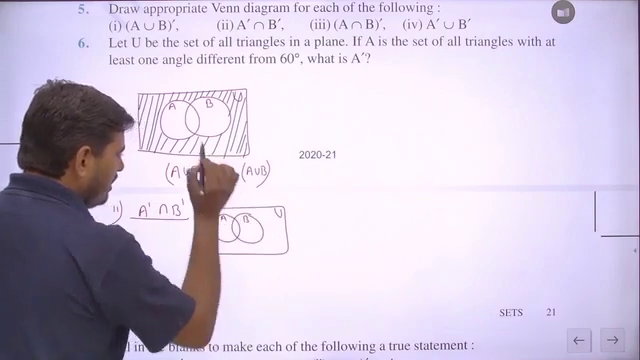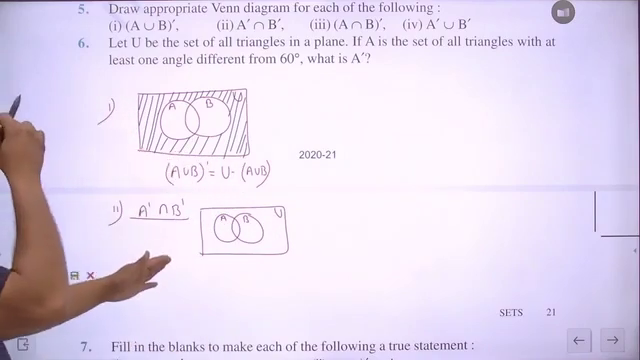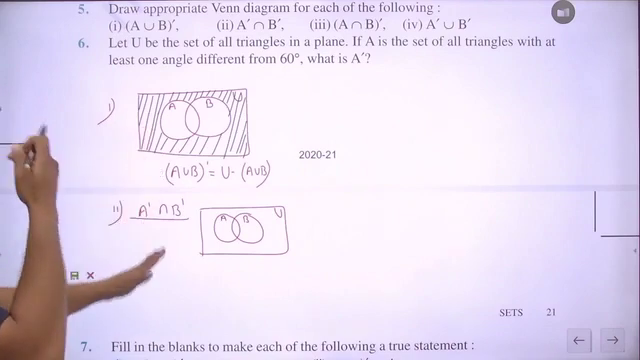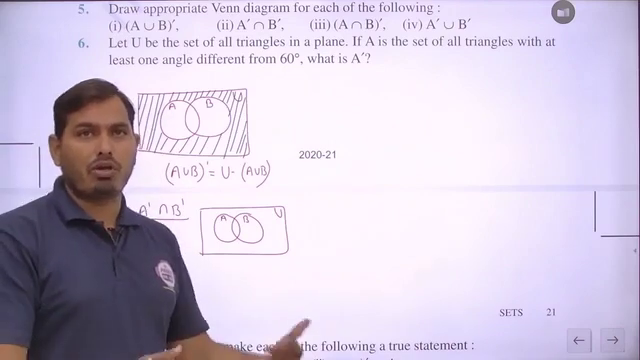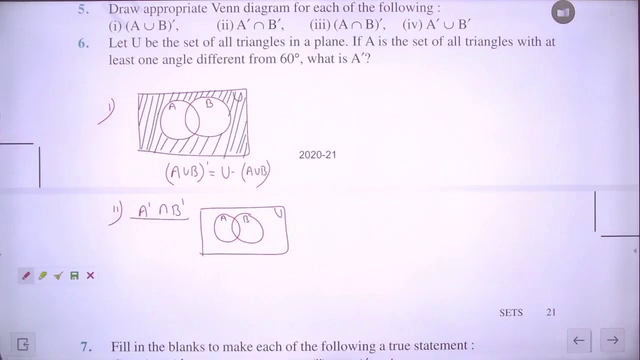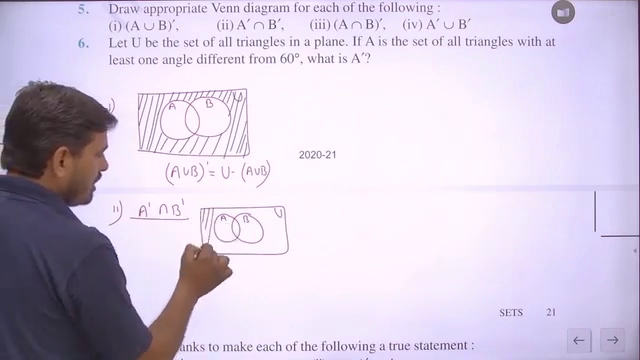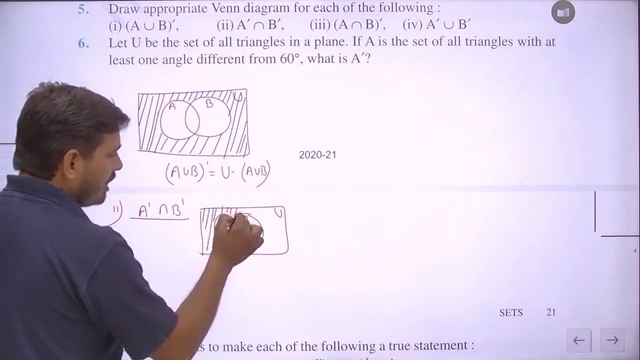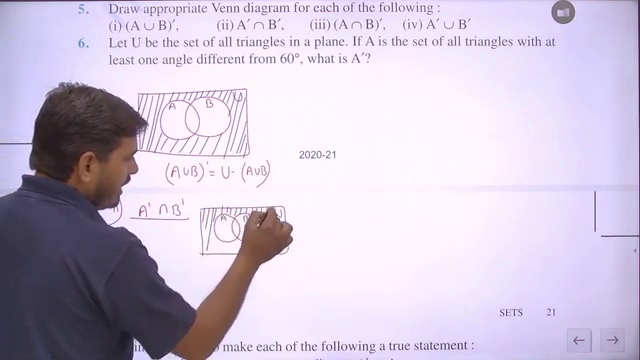Is that clear? So in the very first part and in the second part, both results will represent the same area, because De Morgan's law specifies this. So again, if we have to set the area, this area gets shaded. Again, this area gets shaded.